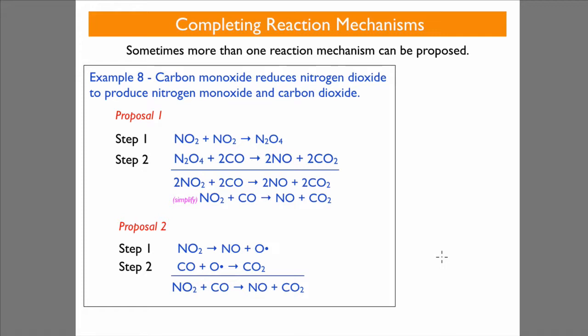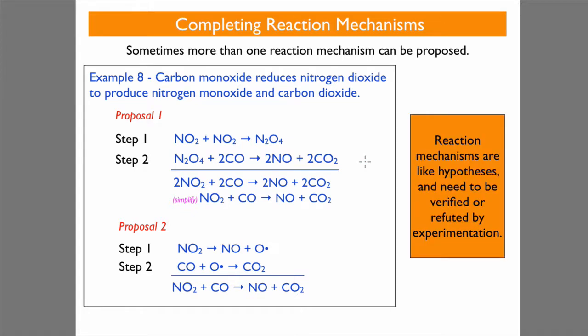Sometimes more than one reaction mechanism can be proposed, and both are possibilities. Here in example 8, we've got carbon monoxide reducing nitrogen dioxide to produce nitrogen monoxide and carbon dioxide. And you can see this and this are the same, but you can see as well that we've got two different proposed mechanisms. The reaction mechanisms are like hypotheses and need to be verified or refuted by experimentation.